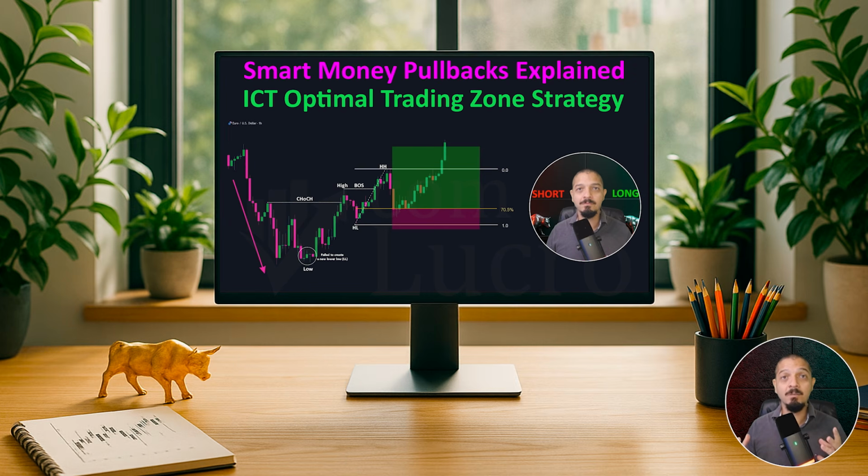One strong example of this shared logic is ICT's optimal trading zone and optimal trade entry model. While the power of three helps us understand how liquidity is gathered and how continuation is prepared, the optimal trading zone focuses on where a pullback is most likely to end. Instead of chasing price or reacting late, this framework allows traders to align precise entries with the dominant market direction.